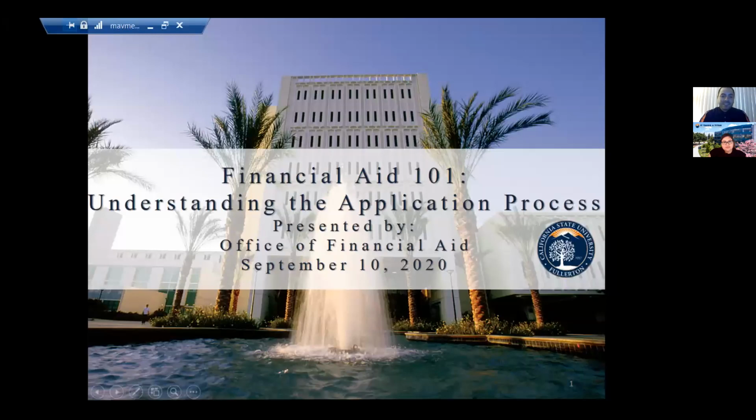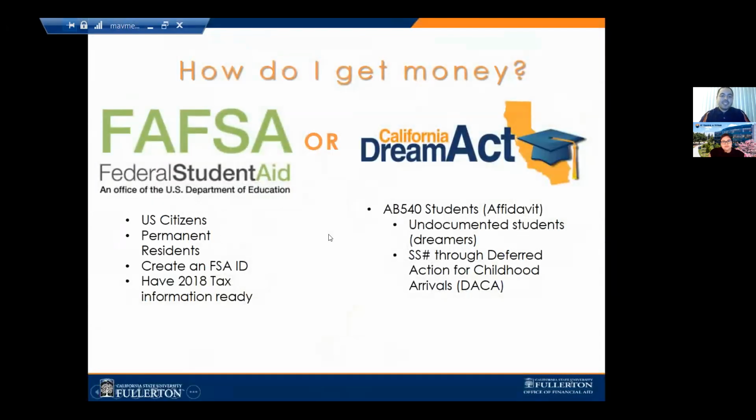All right, so Financial Aid 101, understanding the application process. The first thing we want all students to know when they are applying for financial aid is that there are two applications that they must submit in order to be considered for financial aid. The first is known as the Free Application for Federal Student Aid, more commonly known as the FAFSA application. And this is an application that is available for U.S. citizens or permanent non-residents.